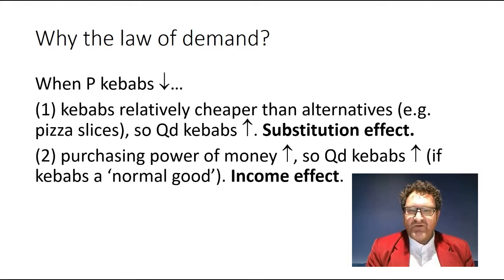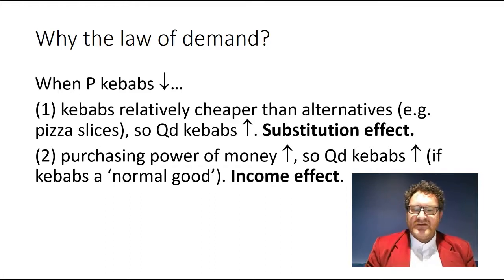So we have these two effects, both contributing to our law of demand. The price of kebabs falls. The substitution effect results in an increase in the quantity demanded, and the income effect results in an increase in the quantity demanded. Remember, for the income effect, however, we assumed something. We assumed that kebabs were a normal good.